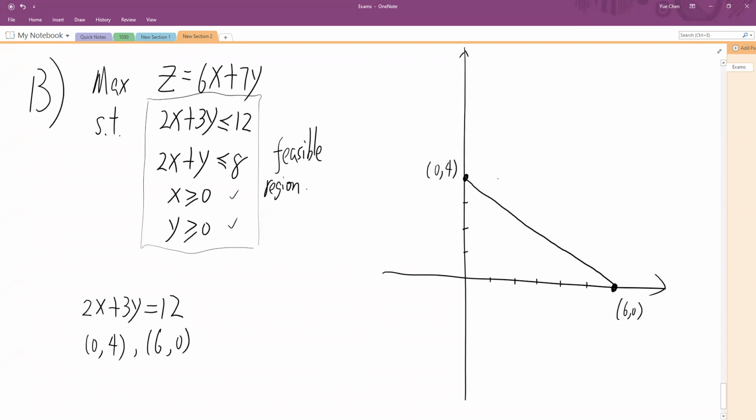So which part, above or below? Let's look at, we test what? Test the 0, 0 point. So plug into here. 2 times 0 plus 3 times 0 less than or equal to 12. Is that correct? Yes. All right. So it must be below, including the origin.